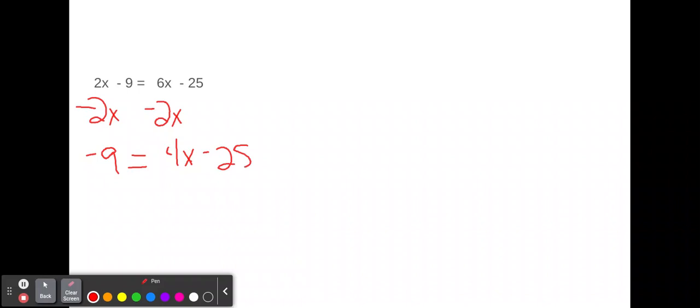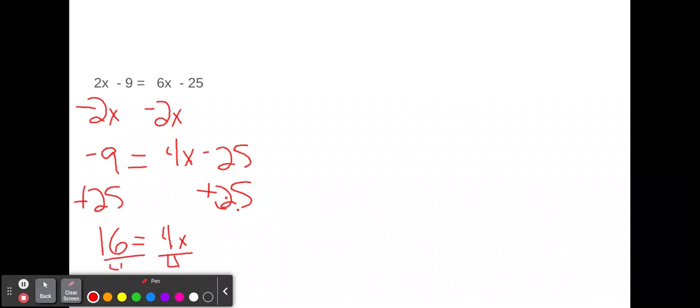The variable's on the right side, but we're going to isolate the variable. We've got to get that variable term alone. So we're going to add 25 to both sides. Negative 9 plus 25 gives us 16 equals our 4x. That's multiplication, so we're going to undo that by dividing by 4. And our variable answer is 4.